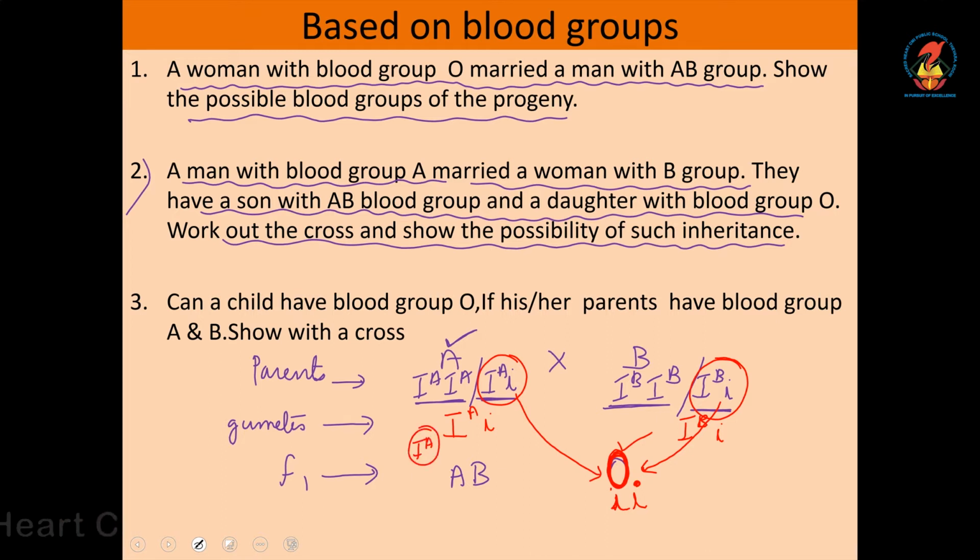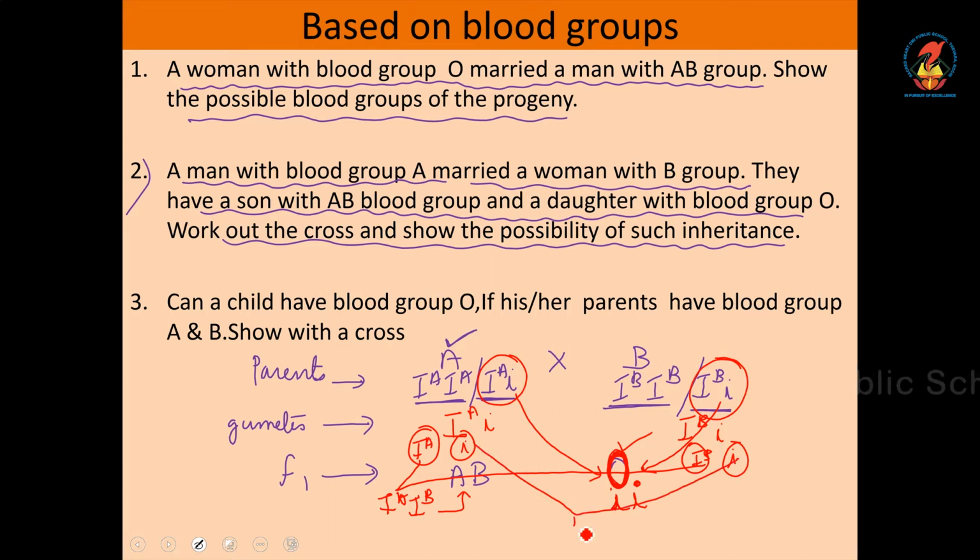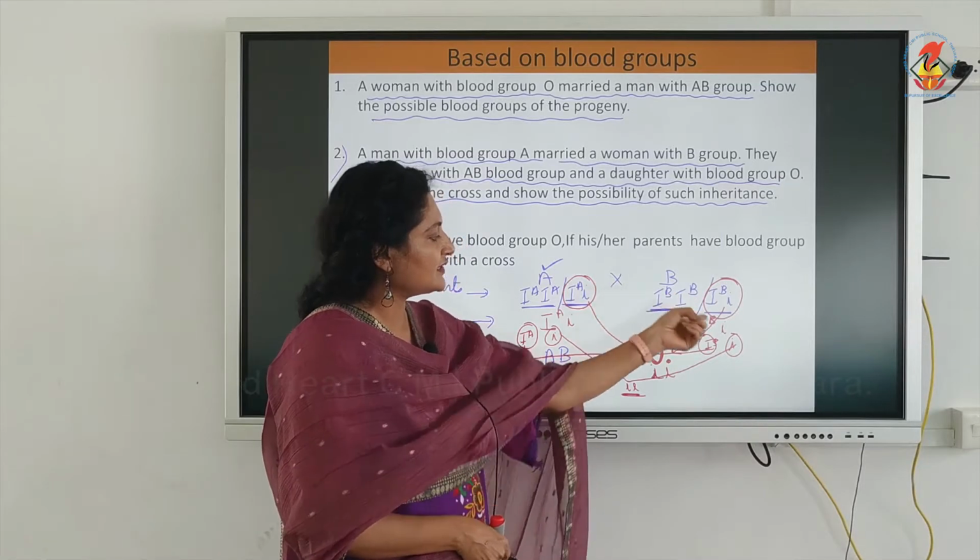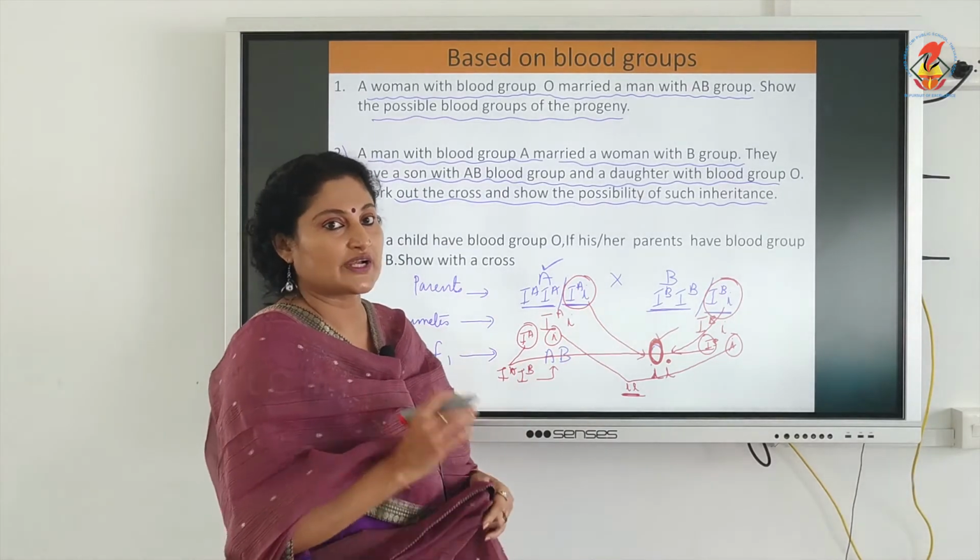IA, the gametes are IA, small i. Here the gametes are IB, small i. Now how was this child formed? IA crossed with IB, so we got IAIB, and that's how we got this child. And how did we get this O child? This small i was crossed with this small i. Clear? So I came to the conclusion that the parents are heterozygous because of that O child.